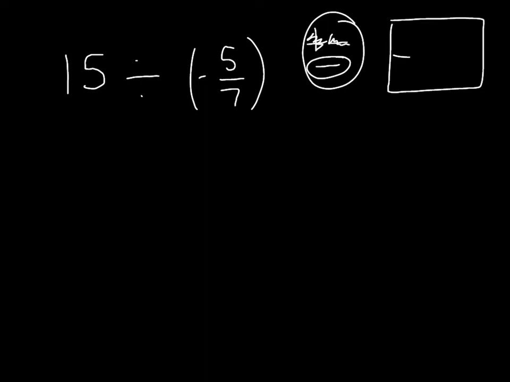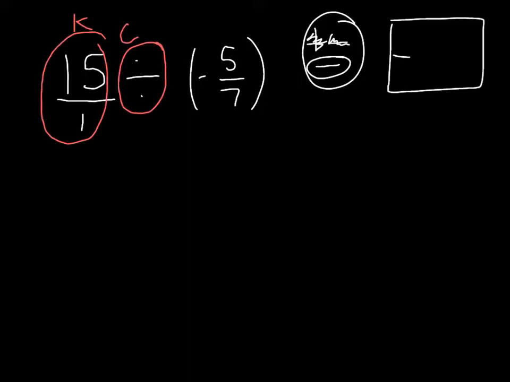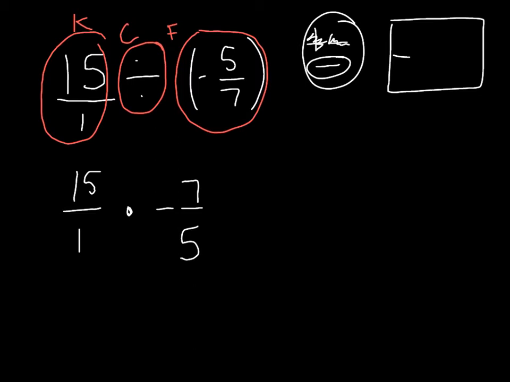Now, before I get going with my keep, change, flip, I notice that this is a whole number divided by a fraction. So I want to put that over 1. That did not change the value of 15 at all, but it did make it so that I am working with 2 fractions. So I have keep, change, flip, which turns this into 15/1 times negative 7/5.